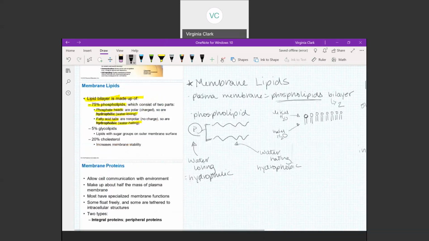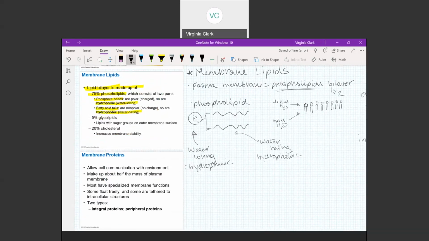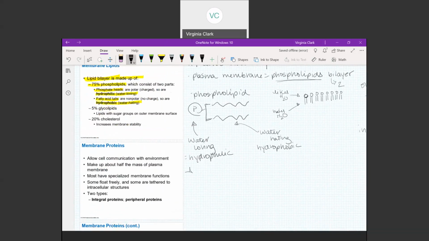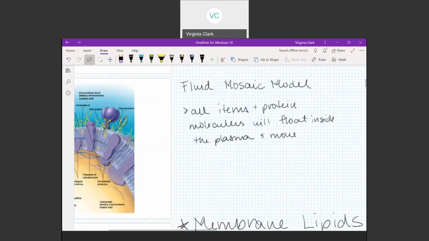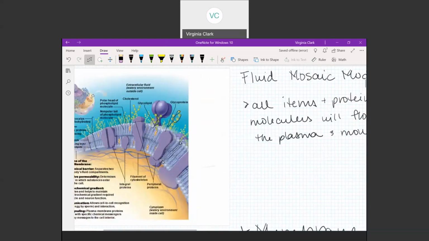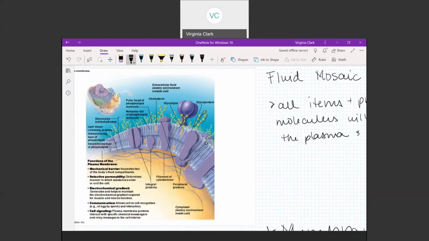There are a couple other lipids that will come into play, not just these phospholipids, which are 75%. You'll also have glycolipids, and you'll also have cholesterol, which are going to make up this cell. Then you're also going to have membrane proteins. These membrane proteins are going to live in this phospholipid bilayer. So if our phospholipid bilayer is making up the wall itself right here, our proteins are going to be embedded inside this phospholipid bilayer.